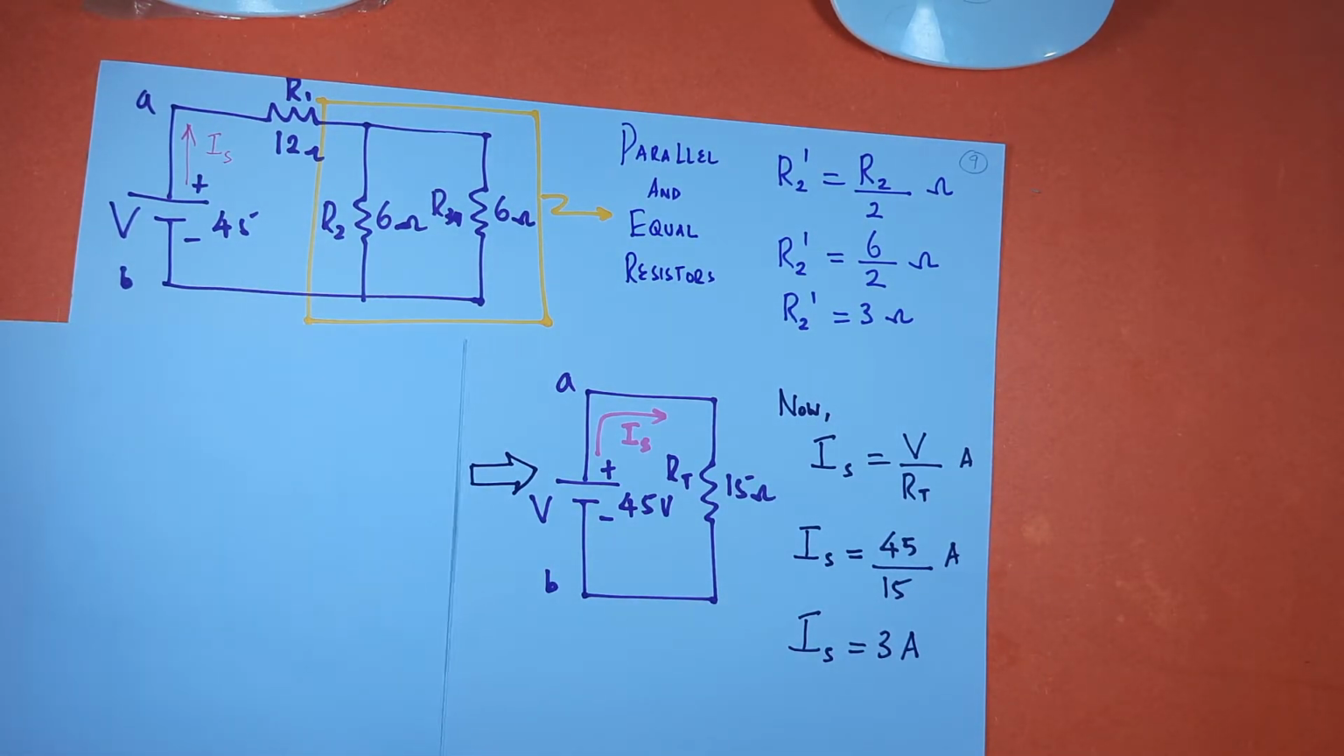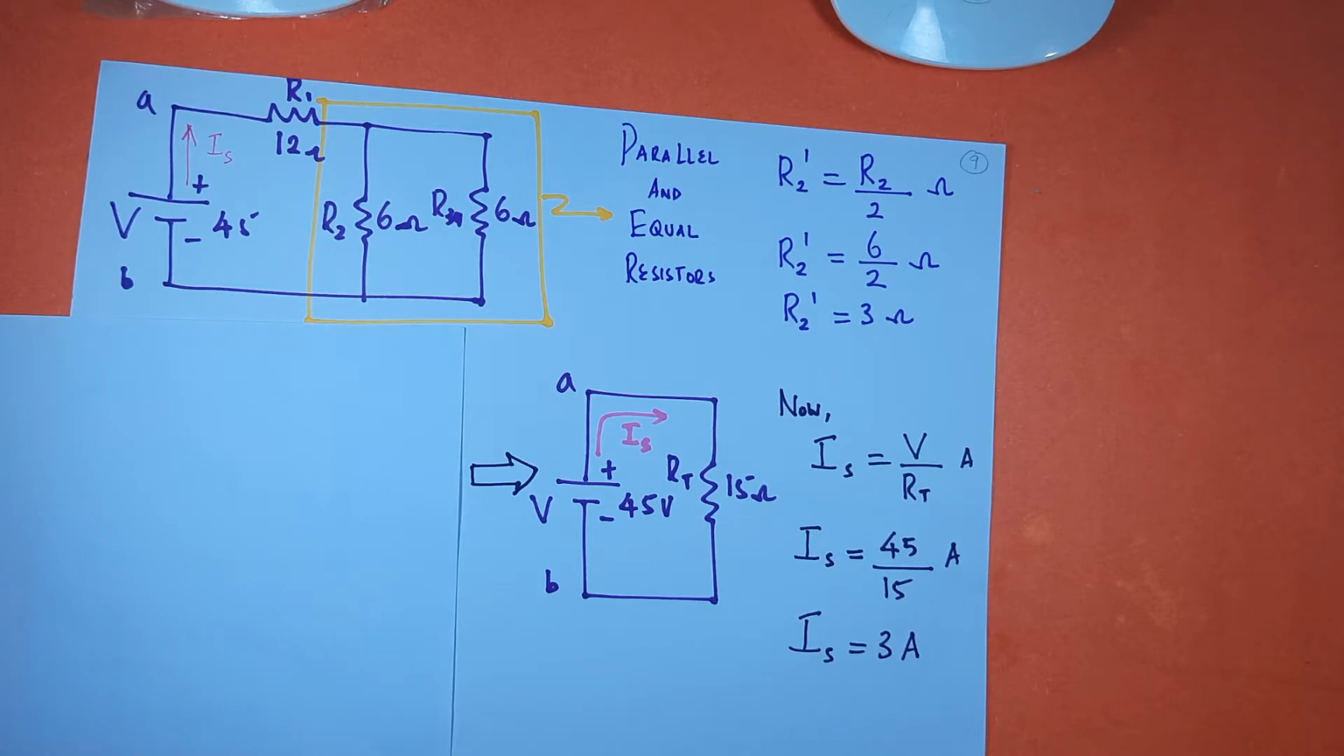Okay, your circuit becomes like this. So we have the voltage source 45 volts and RT is 15 ohm, IS is the source current. So apply Ohm's law. IS equal to V by RT ampere, IS equal to 45 divided by 15 ampere, IS equal to 3 ampere.